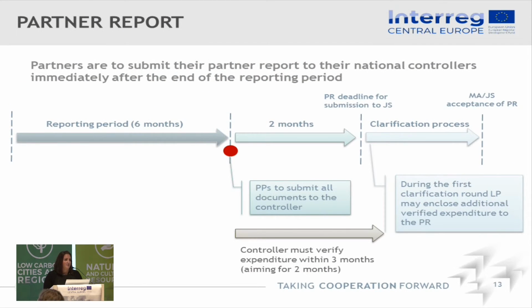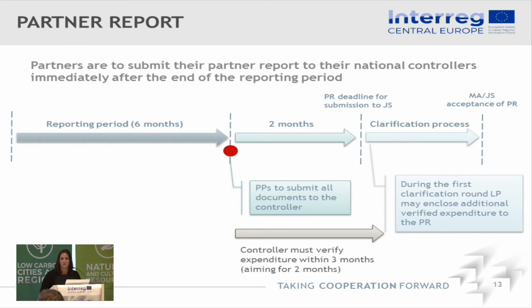For the timing, the controller is selected, or in a centralized system it's not selected, but it's important to understand the timing of the reporting towards the controllers. You know that each reporting period is made up of 6 months. Do not wait until the 6 months are over to prepare the documents and the supporting documents that you need to send to the controller.